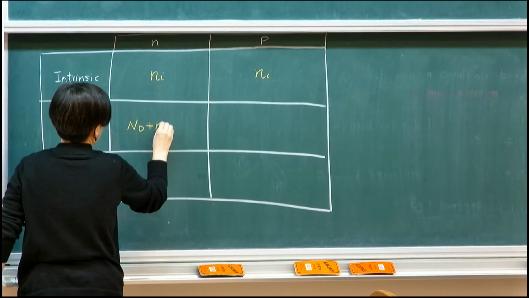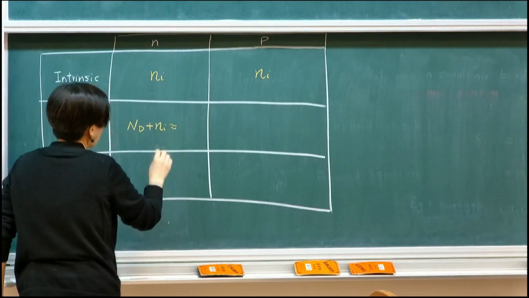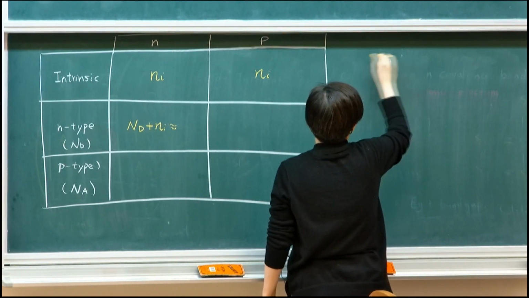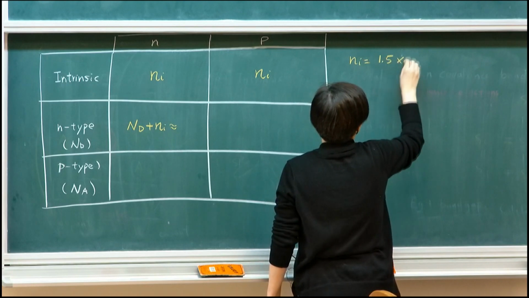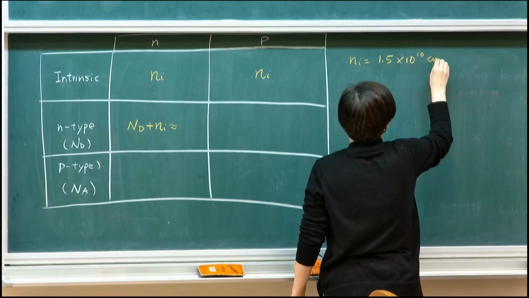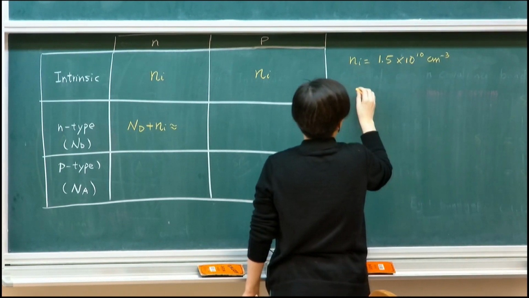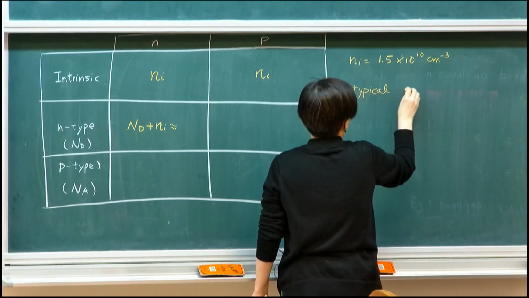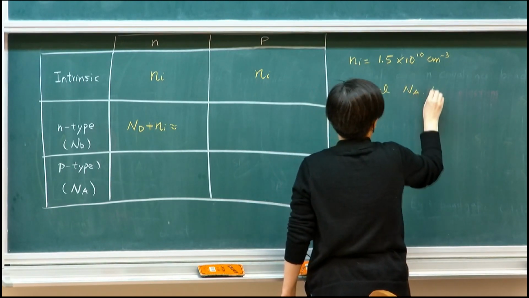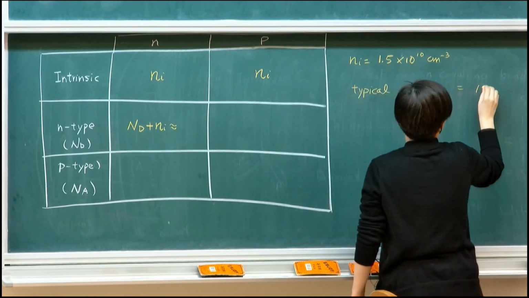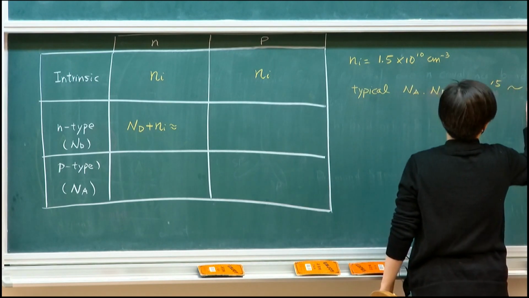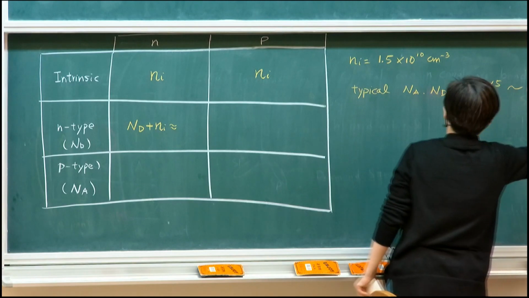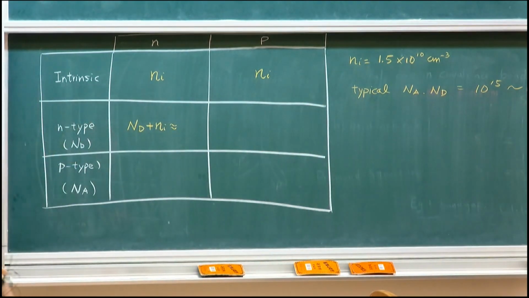plus Ni, right? And because most of the time, remember Ni is very, very low, at the level of 10 to the 10th. Let me just give you a number, the typical or the lowest doping you can get. The typical Na and Nd range is probably 10 to the 15 to 10 to the 20th. These are typical doping ranges that can be done in silicon.